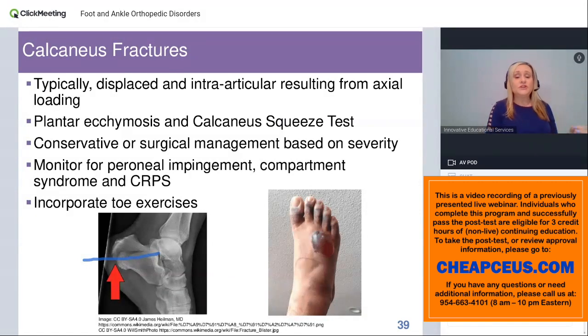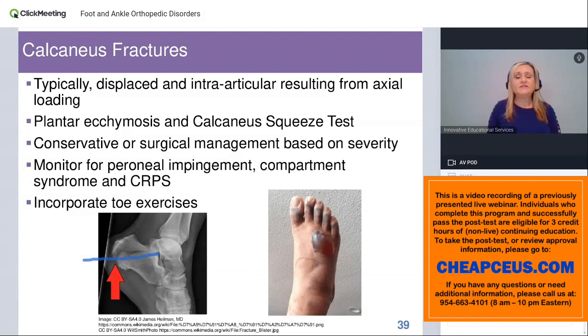Conservative management is going to be based on the severity of the fracture. The individual might be adult or pediatric patients. They may be non-weight bearing in a boot for a period of 3 weeks, and then they're going to be moved to some degree of controlled weight bearing for 5 to 8 weeks, with a progression, hopefully by 9 weeks, to be full weight bearing.